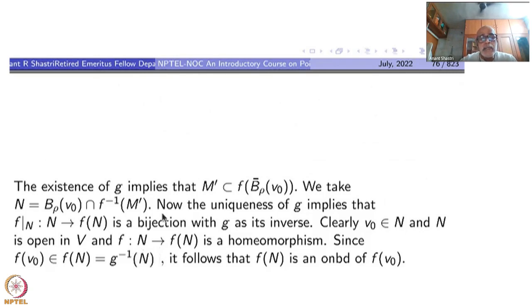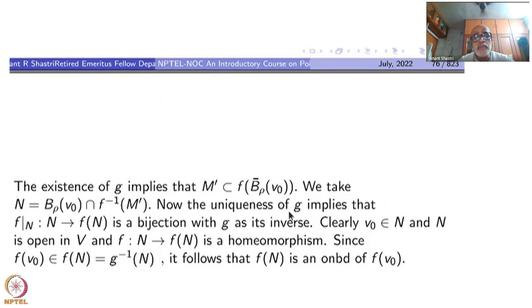Therefore, what we take is N to be this open ball intersection with F inverse of M prime. M prime is an open set, so F inverse of M prime is an open set. Intersect with an open ball, that is an open subset of V. Clearly, it is a neighborhood of V naught because V naught is inside F inverse of M prime. F of V naught is our starting point, this y naught or w naught, whatever. So this is a neighborhood of V naught.